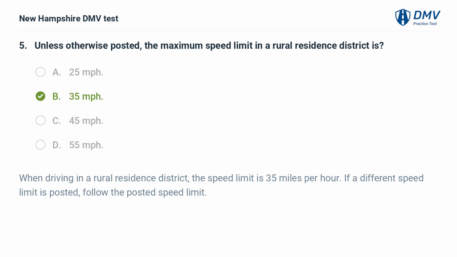B. 35 miles per hour. When driving in a rural residence district, the speed limit is 35 miles per hour. If a different speed limit is posted, follow the posted speed limit.